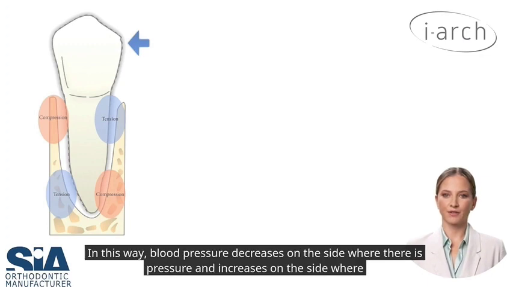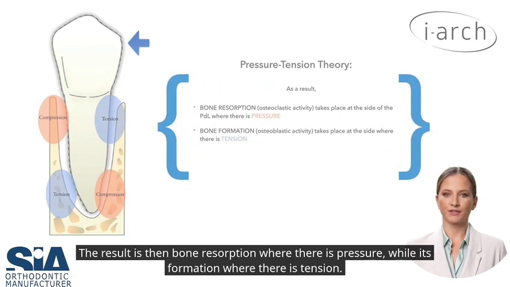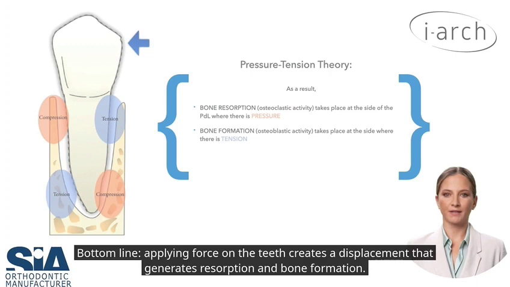In this way, blood pressure decreases on the side where there is pressure and increases on the side where there is tension. The result is then bone resorption where there is pressure, while its formation where there is tension. Bottom line, applying force on the teeth creates a displacement that generates resorption and bone formation.